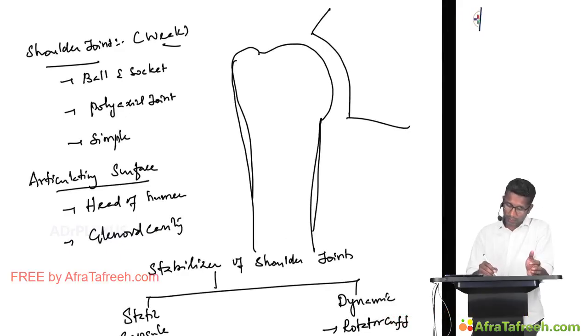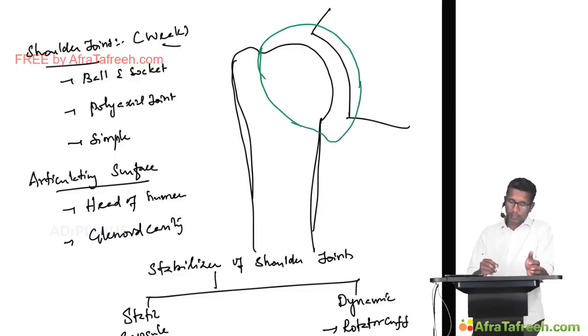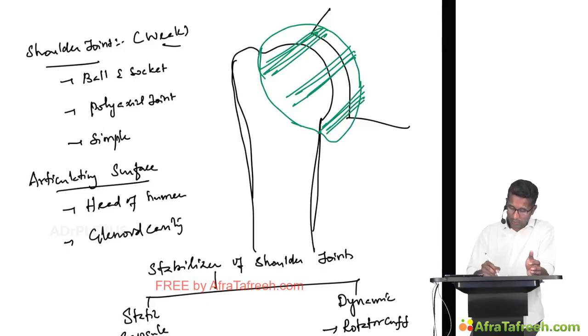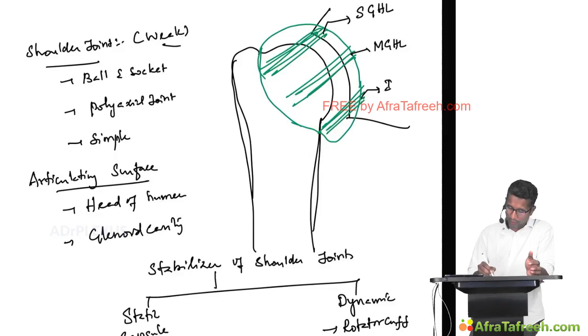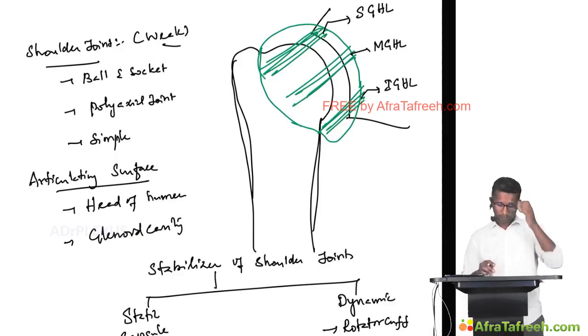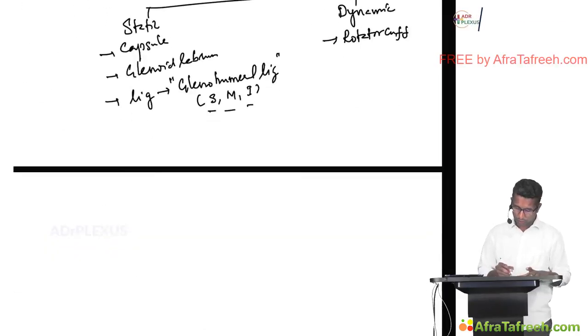As you know, since this is a synovial joint, you will have a capsule surrounding the shoulder joint. This capsule gets thickened in three places: this is 1, this is 2, and this is 3. These thickenings are called the glenohumeral ligaments. This is the superior glenohumeral ligament, this is the middle glenohumeral ligament, and this is the inferior glenohumeral ligament. So that is about those ligaments.